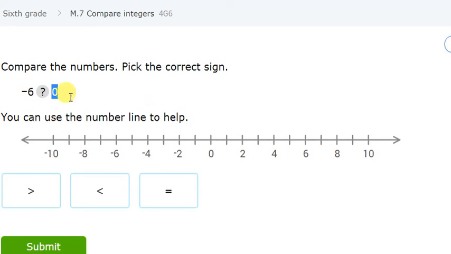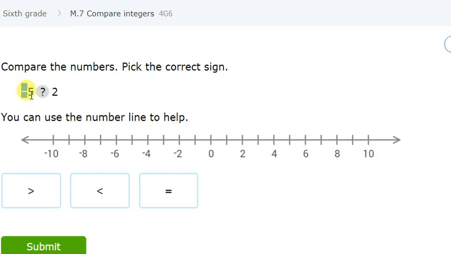Similarly, if you plot -6, it will appear somewhere here, right? And you can see on the number line that this is on the left side of 0. That means -6 is a smaller number, isn't it? Yes, -6 is a smaller number. That means we have to select this symbol and open the mouth of this crocodile towards 0, which is the larger number. Well, let's submit this. Great.